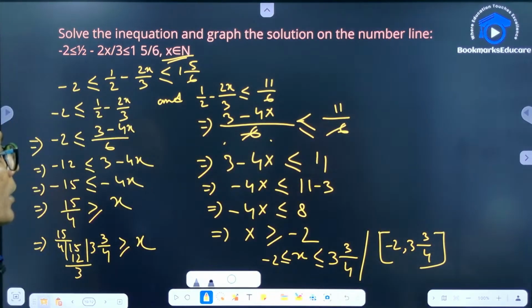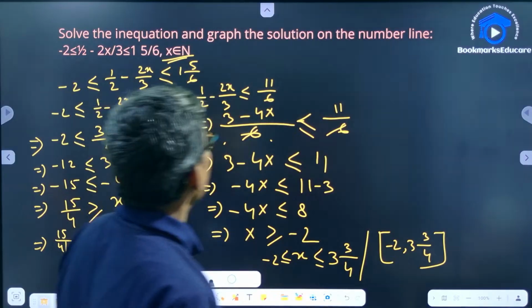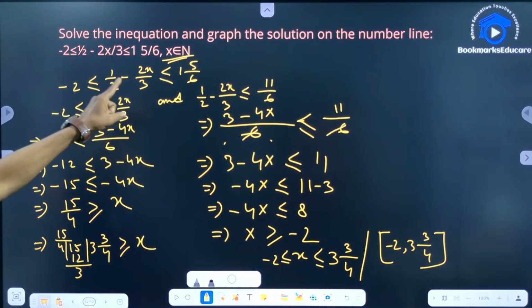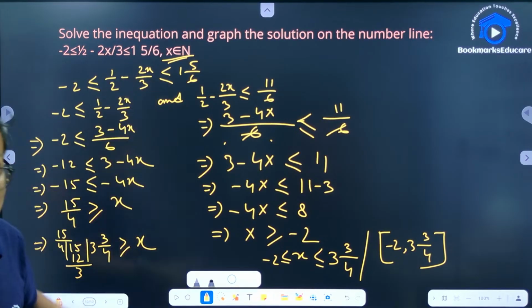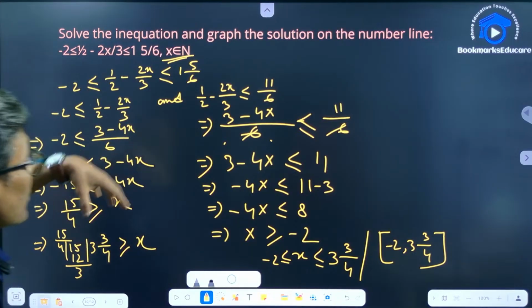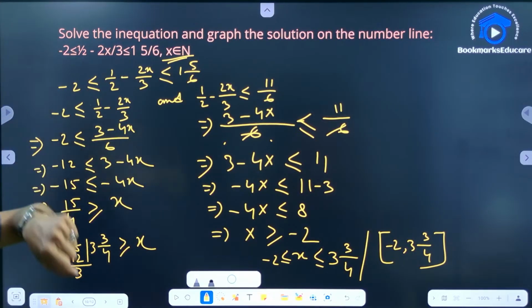So what will be the exact solution set? Because over here x is the set of all natural numbers, so all the values of x belong to the natural numbers.